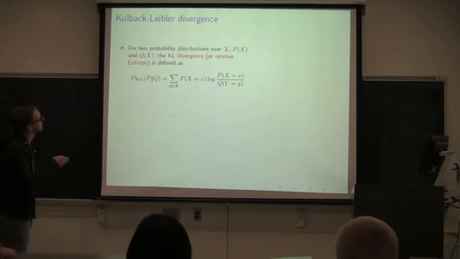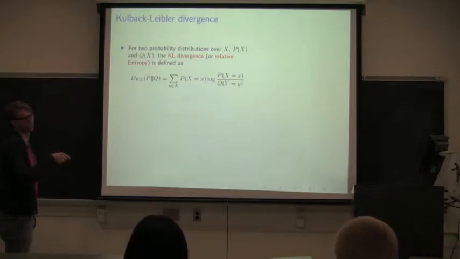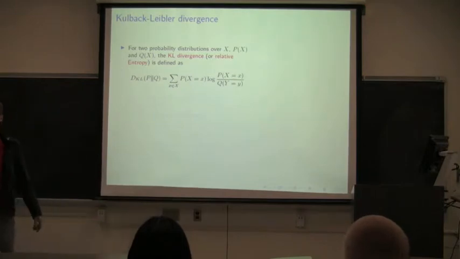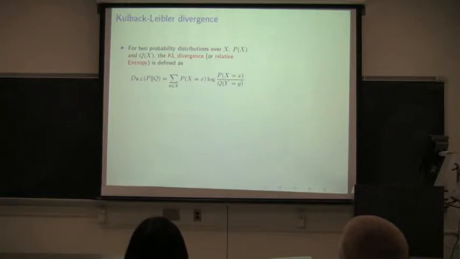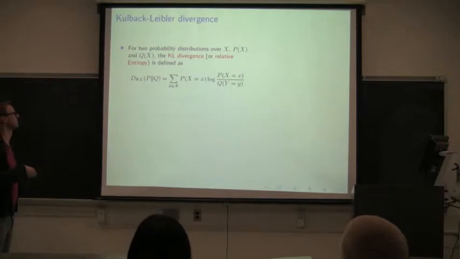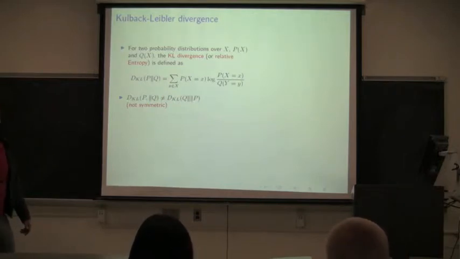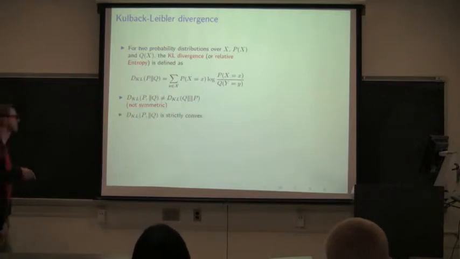It's kind of an expectation of the difference in the log probabilities. You can write this out as a difference because the quotient of two values becomes a difference. It's not symmetric, so the KL divergence between P and Q is not the same as the KL divergence between Q and P. It's a strictly convex function.